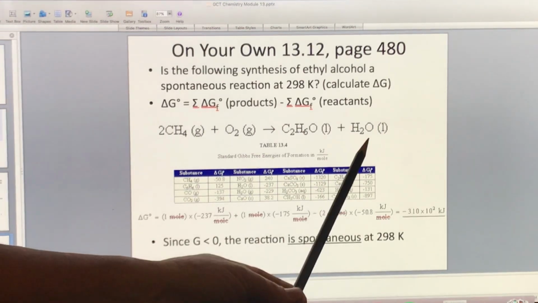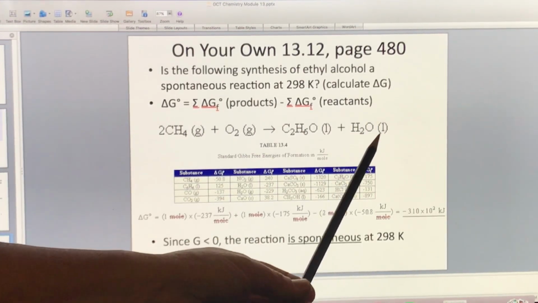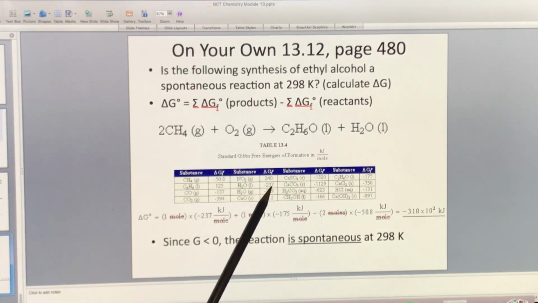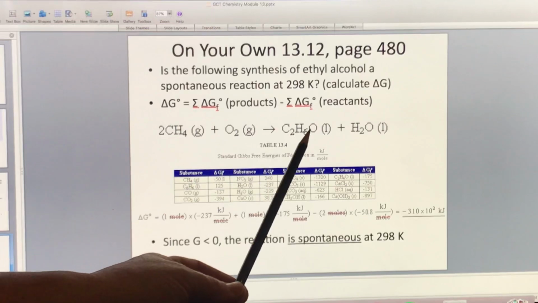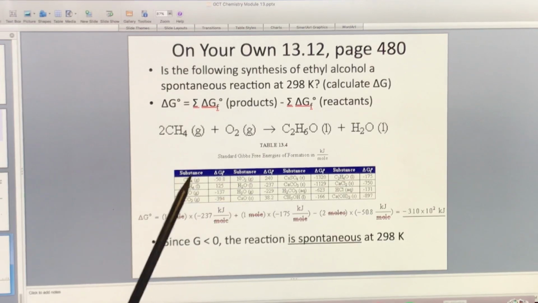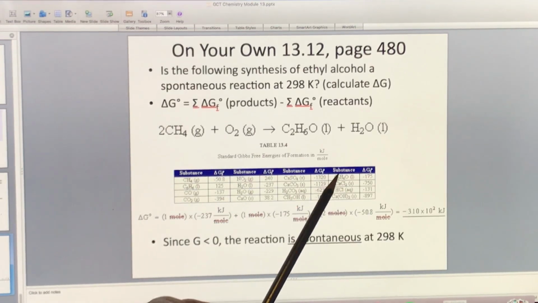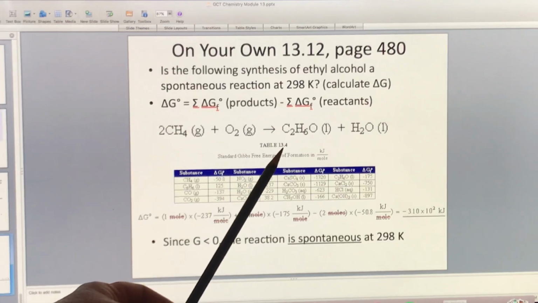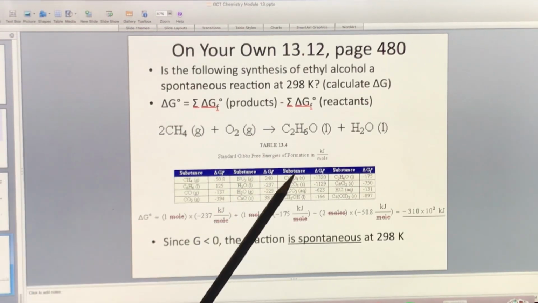The way they set it up here, for some reason, they started with the water first, and you have to look at the state. We have liquid, so liquid water here on the chart is negative 237. We have our imaginary 1 here, so it's 1 times that, plus, for the C2H6O2, we have that here. So it's minus 175 times our imaginary 1. That's our product side. This is all done here, the products.